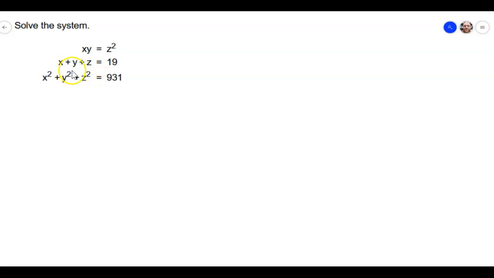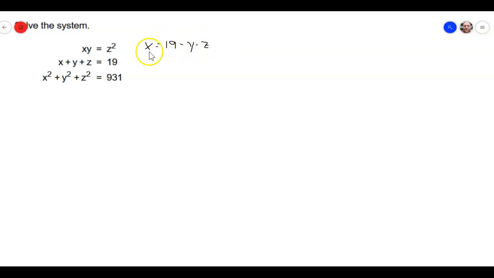The good choices are x and y, because if we isolate the z, then we're going to have to square that z there. So I'm probably going to choose either the x or the y, just for lack of a better one, I'm going to go ahead and do the x here. So if I do the x, x is equal to 19 minus y minus z.